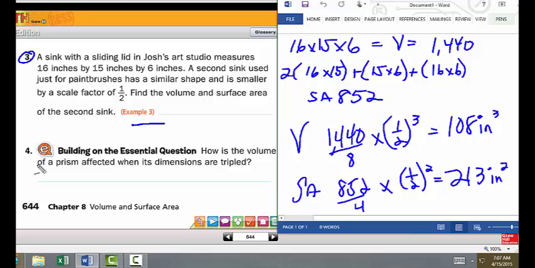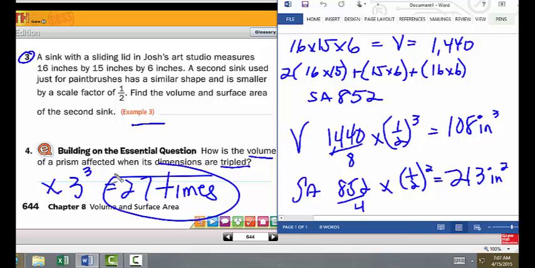Problem number 4. How is the volume of a prism affected when its dimensions are tripled? So if its dimensions are tripled, we would be multiplying its volume by a scale factor of 3, of course, cubed. And that, of course, 3 times 3 times 3, would equal 27. So it is 27 times as much. Please do independent practice.